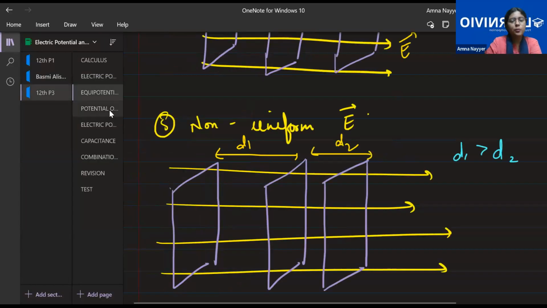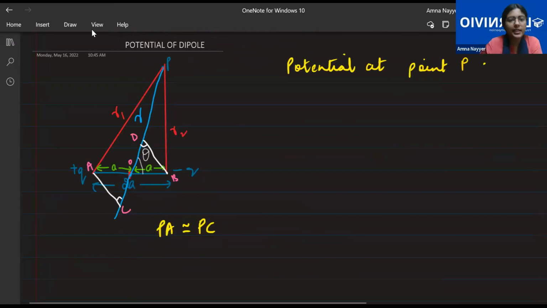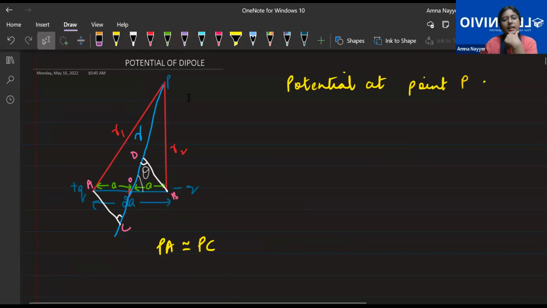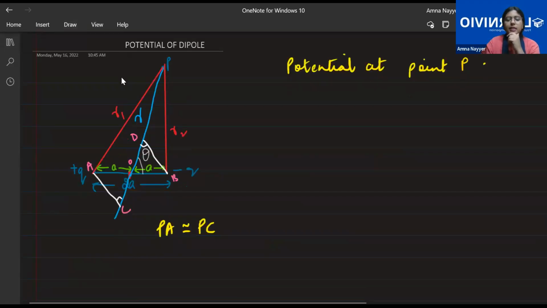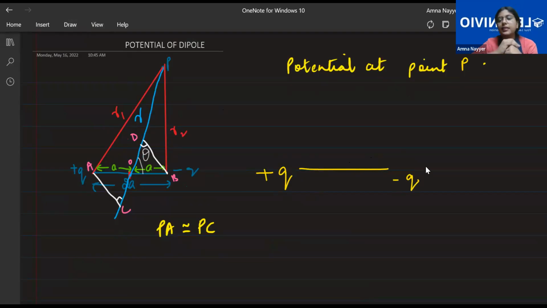Let's come to potential. When we have a potential due to a dipole, first understand its figure before proceeding. You have a charge plus q, understand it here and then relate it to the main figure, and the charge minus q. Plus q, minus q, this is your dipole. The separation between both of them is 2a. This we already know.